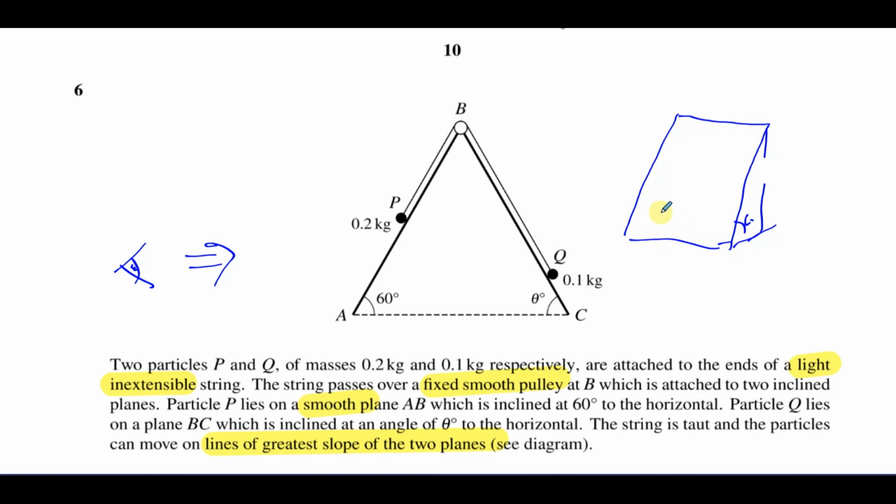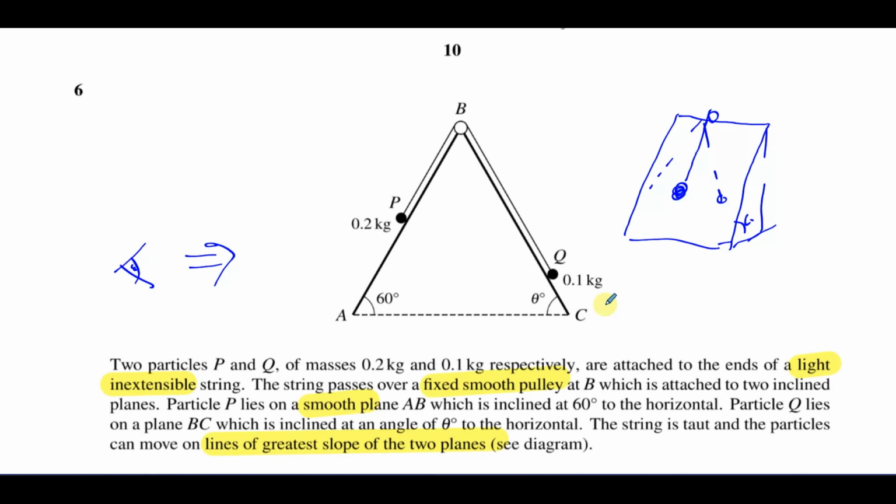When it says the particles can move on lines of greatest slope, it means supposing particle P is here and the pulley's over here, it's going to move straight up. It won't be moving at an angle, or across from here to there. It will be moving up the line of greatest slope, meaning directly up to the pulley. That's what that means.